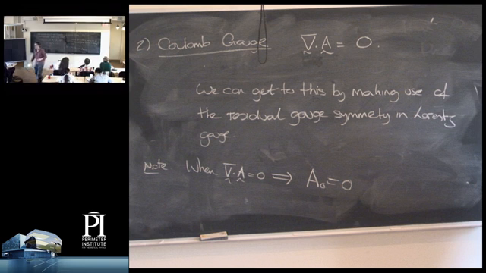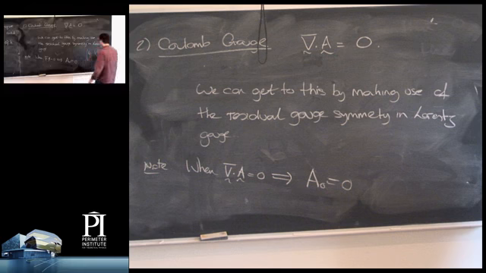Why are you choosing A0 equals 0? Oh, I'm not choosing it. This is an implication of choosing this gauge. If I do this, remember I had this equation, A0 is equal to the integral of grad dot A dot over x minus x prime. So I'm just plugging into this.